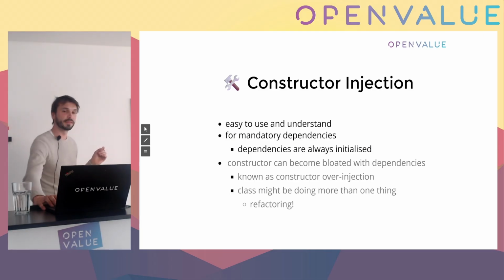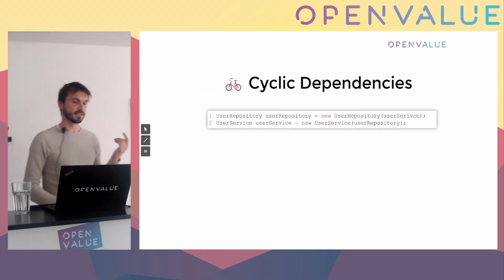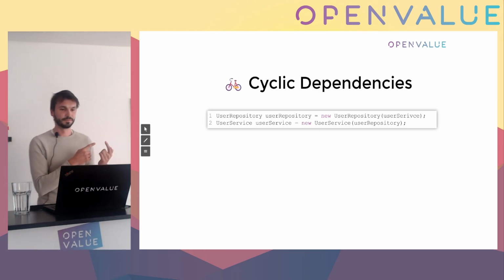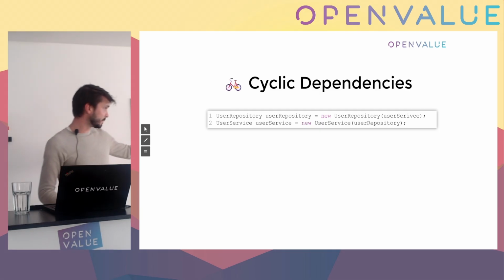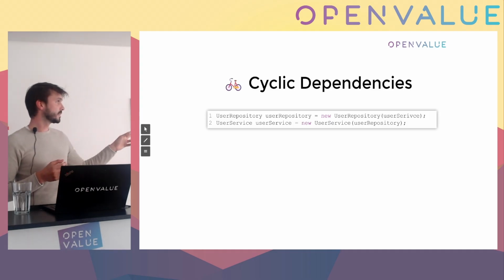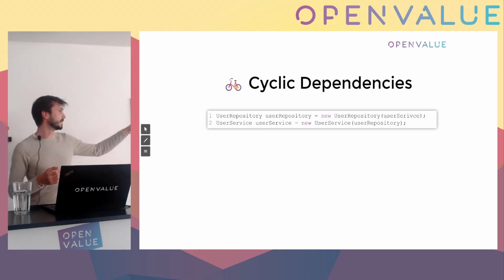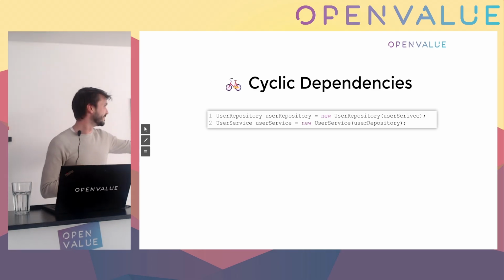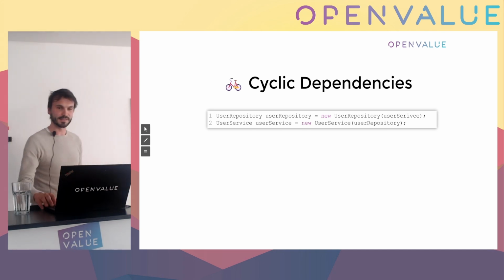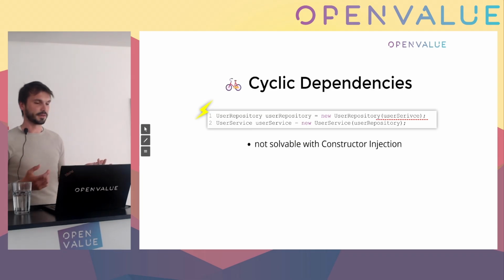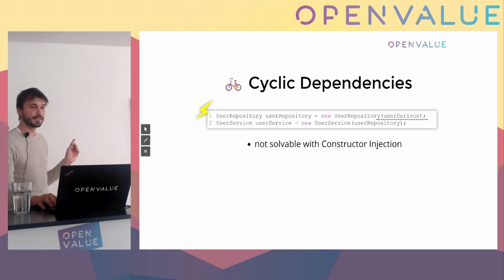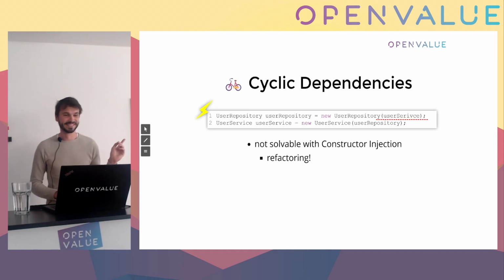But what you might encounter with constructor injection are cyclic dependencies. That happens when dependencies try to access each other. For example, the user service is not created yet, but the user repository needs it. But to create the user service, we need the user repository. So it gets caught in a cyclic dependency here, and it's not solvable with constructor injection. In my opinion, usually it's a sign to do refactoring as well.